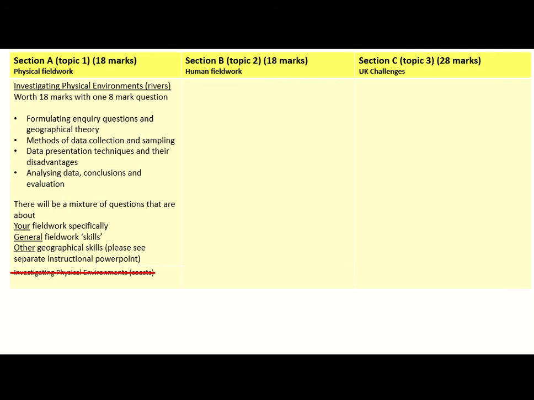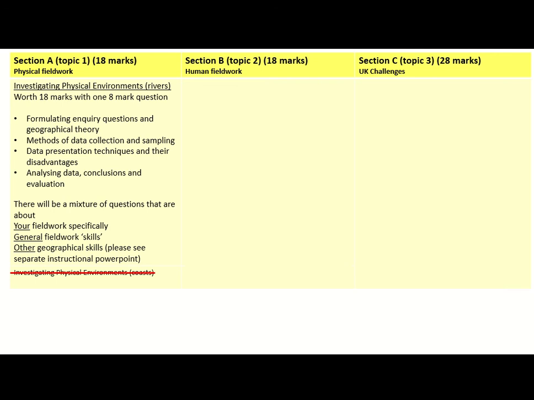So there's going to be a mixture of questions about your physical fieldwork. Some of them will be about your fieldwork specifically. They will say in the question, how did you collect your data? Okay, you will need to know specifically how you collected your rivers data. You can't just waffle on and say, well, you could collect data in this way. You need to say, we did this.